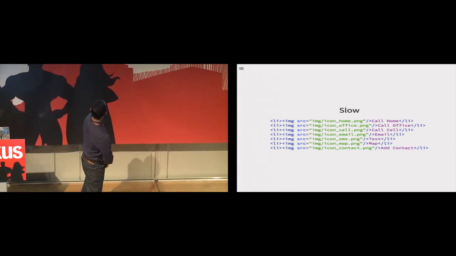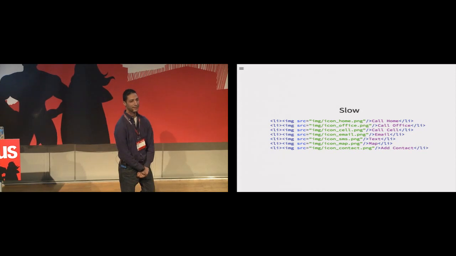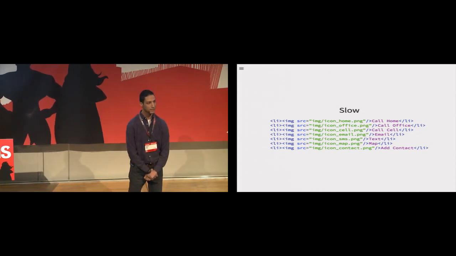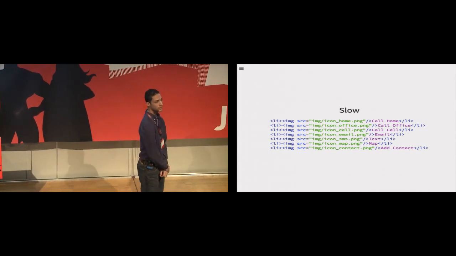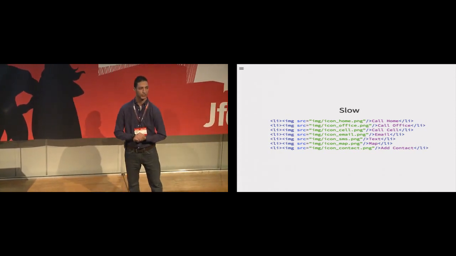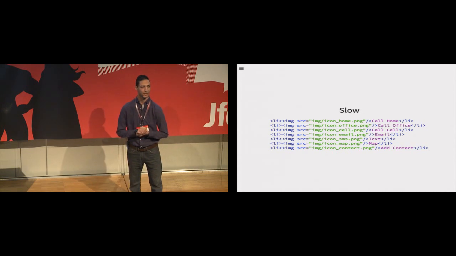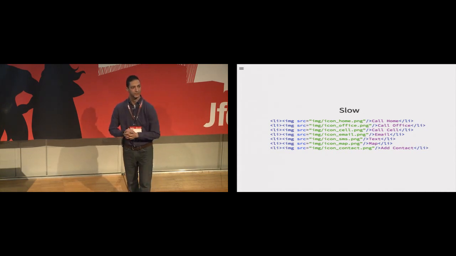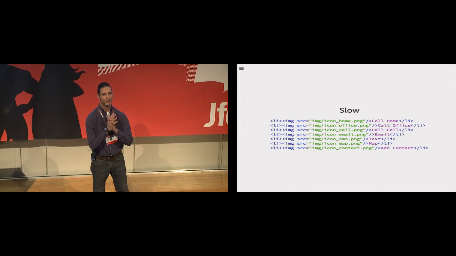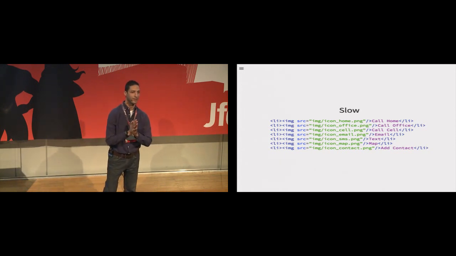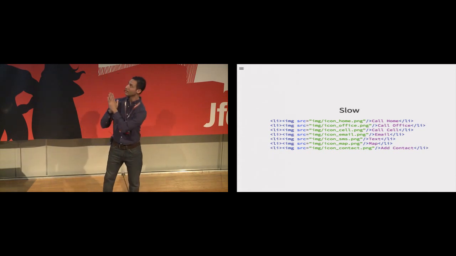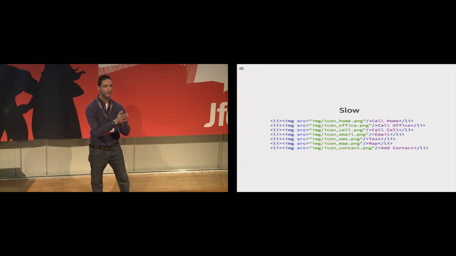What is this code doing? It's just a simple list of images requesting sources. It's very slow. Every time you're requesting the same images, you're getting the whole image from the server. We're talking about optimizing your images.